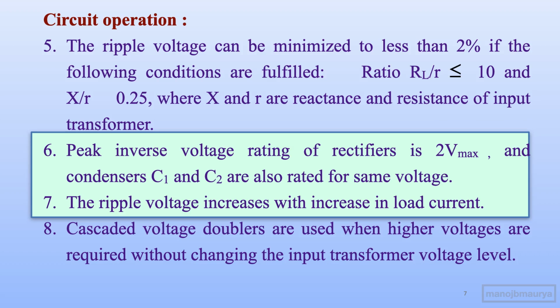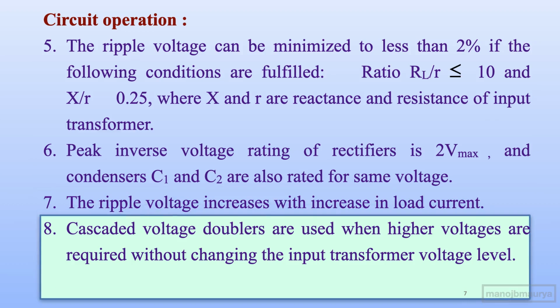is that the ripple voltage in this circuit is found to increase with increase in the load current. So if there is a variation in load current, then the ripple content will also vary with it. This is a sort of a drawback. We want that the output voltage should be independent of a load current in order to have better voltage regulation.